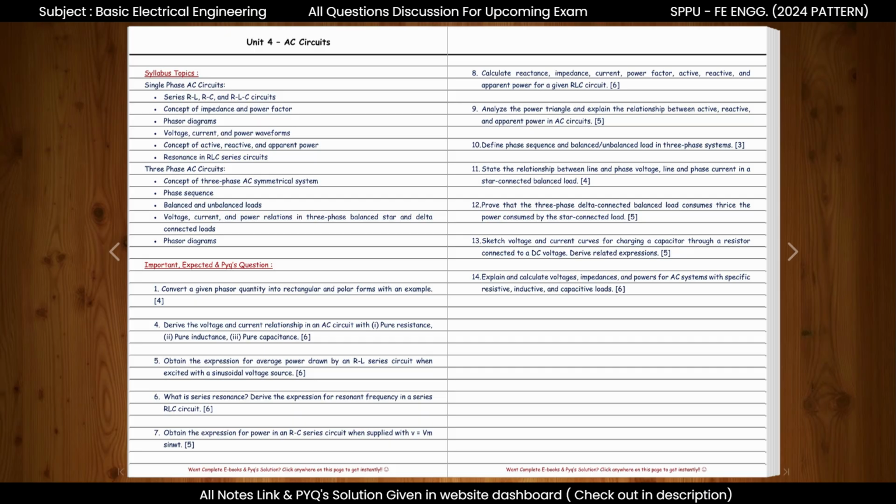Obtain the expression for average power drawn by an RL series circuit when excited with a sinusoidal voltage source. In an RL series circuit, the average power is given by the formula P equals VI cosine phi, where phi is the phase angle between voltage and current. The cosine phi part is called the power factor, and it shows how much of the total power is effectively used. If the power factor is low, less power is actually doing useful work.